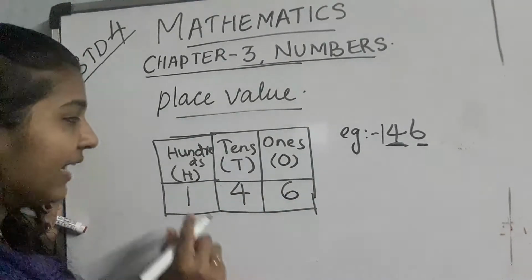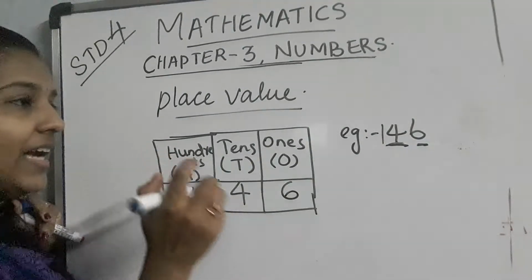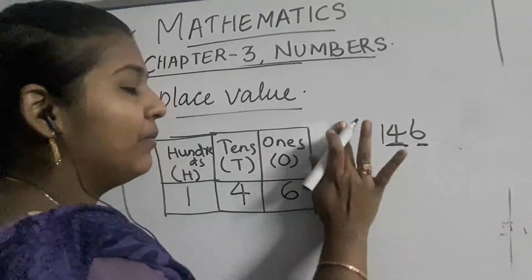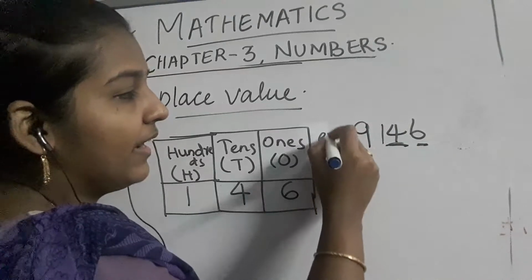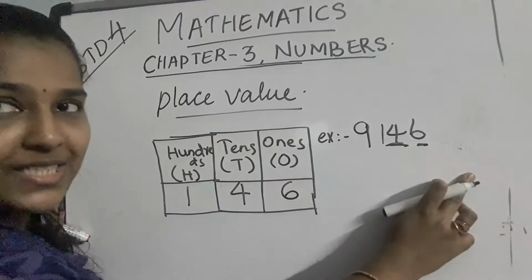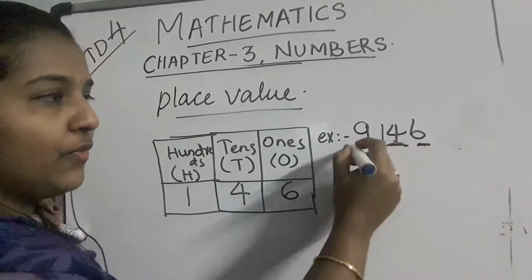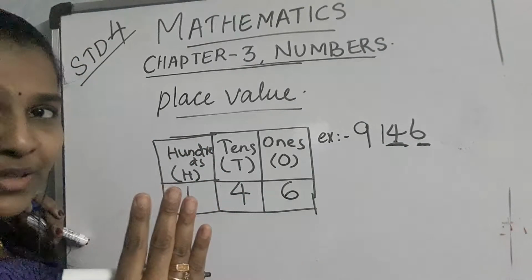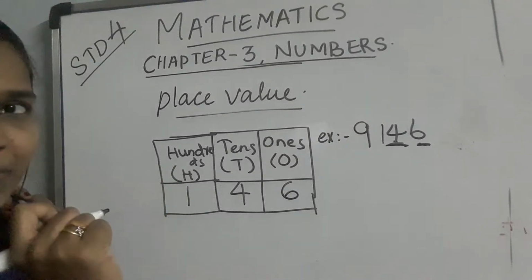Now, a 4-digit number has 4 digits in it, isn't it? So look, I am writing the number 9146. This is the number and it has 4 digits in it, 1, 2, 3, 4. So it's a 4-digit number. And we know for a 4-digit number, it has which place? Yeah, it has a thousands place also.